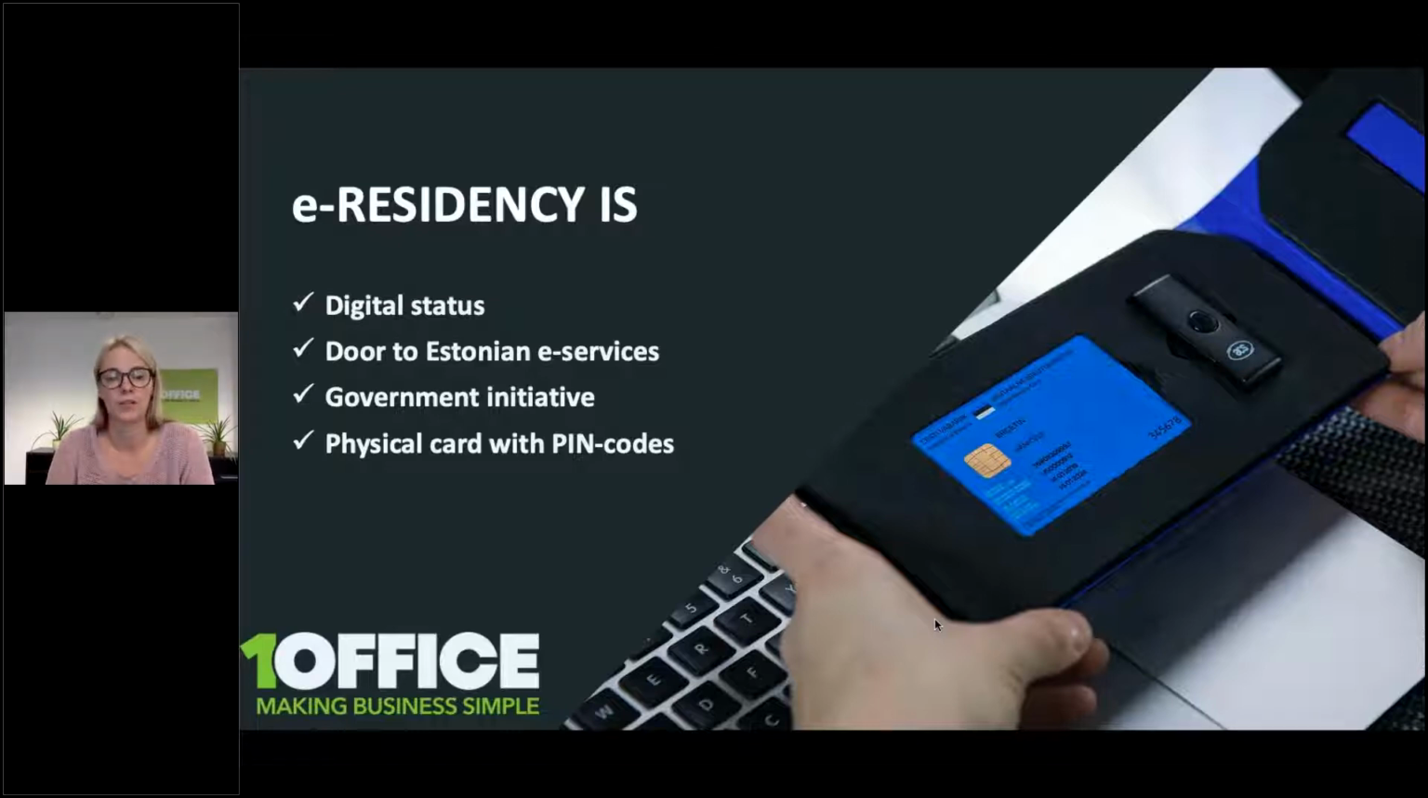And e-residency is a physical card. It comes with PIN codes, and as you can see from the photo, it's a dark blue card with a chip. This is the key that enables you to log in to different services, the tax office, the business registry, and so on. And the PIN codes enable you to give digital signatures.